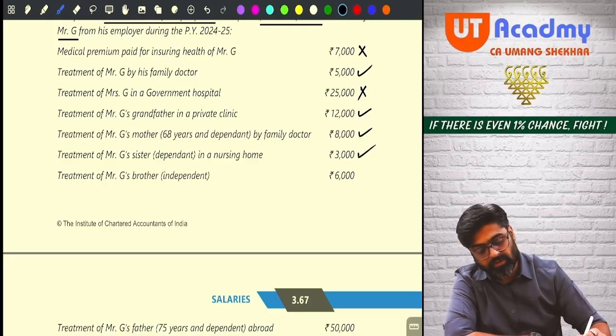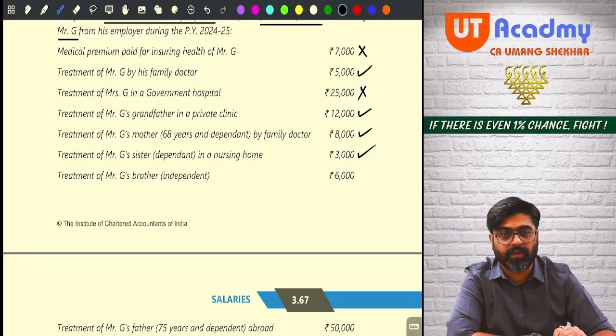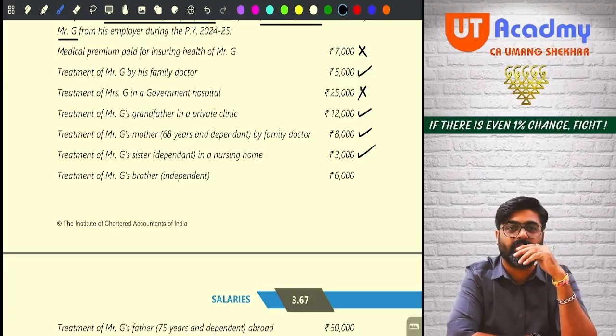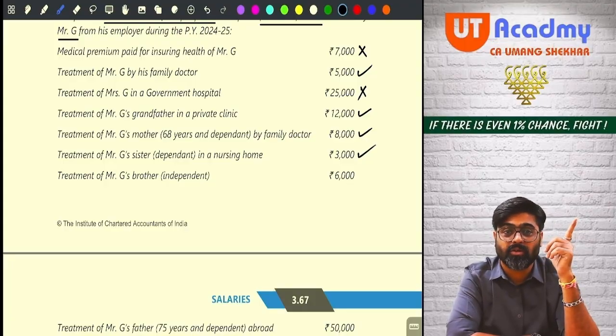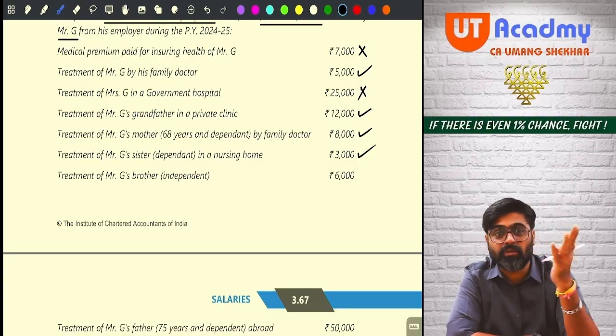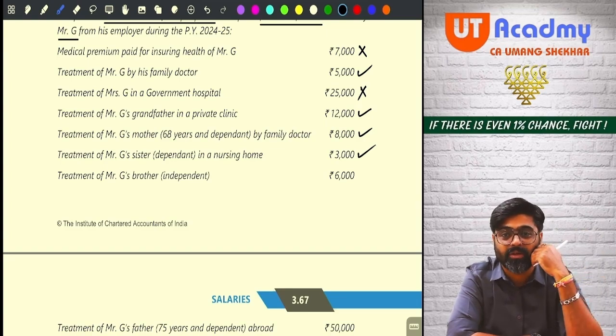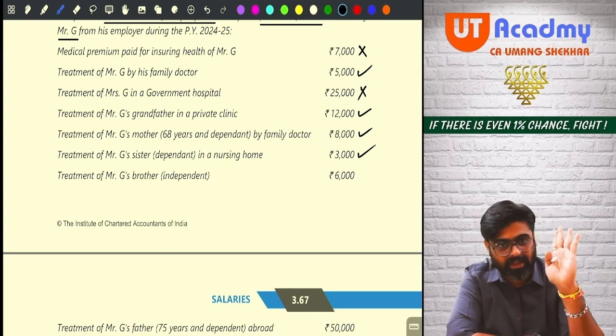Now treatment of G's brother who is independent. Very good. So for an independent brother, even if the treatment was done in a GRE, it was still taxable. The brother should be dependent. What if the brother was dependent? Then also it was taxable because the treatment is not done in a GRE. They have not mentioned it. Yes or no? In both the cases, it is taxable only.